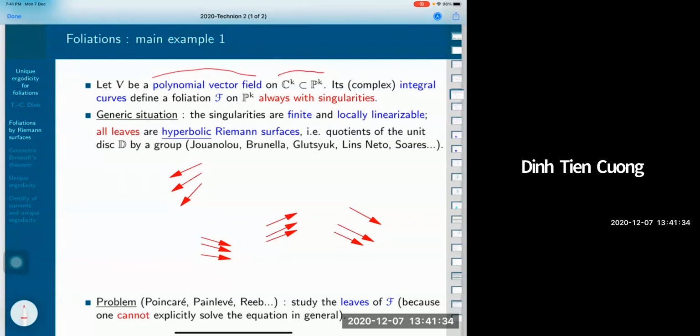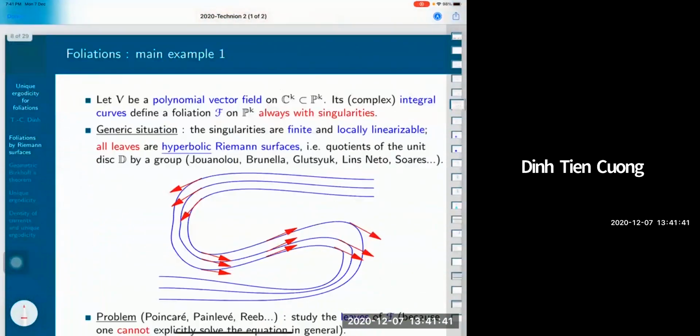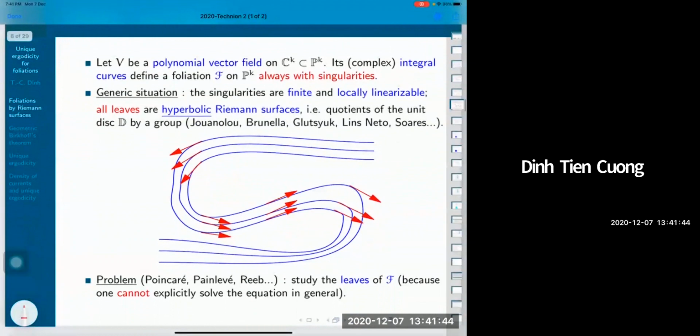So here is this picture. I have a vector field like that. When you integrate it, you have some kind of ODE, and you integrate it, and then you have a foliation. And in PK, for some topological reason, you always have singularities. You cannot avoid the singularities. In PK, we always have singularities. So somewhere in the picture, we need to have some singularities.